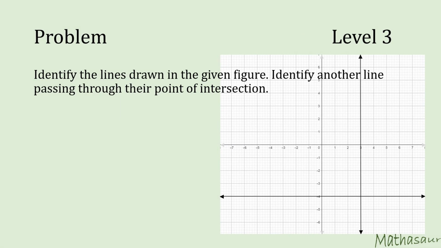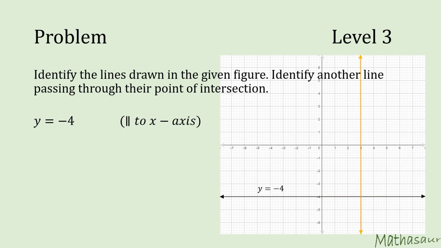Let us look at another problem. Identify the lines drawn in the given figure. Identify another line passing through the point of intersection. Let us look at these lines one by one. Let us first look at the line parallel to the x-axis. We see that it is intersecting the y-axis at -4. So the value for y is going to remain constant and the value for x is going to change on this line. So y equals -4 is the line parallel to x-axis in this figure.